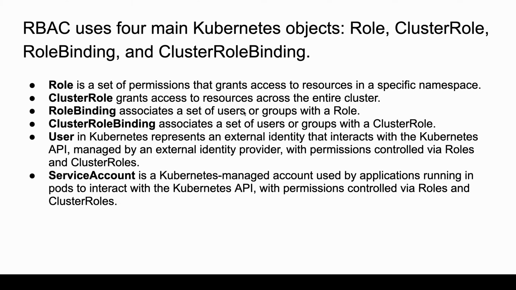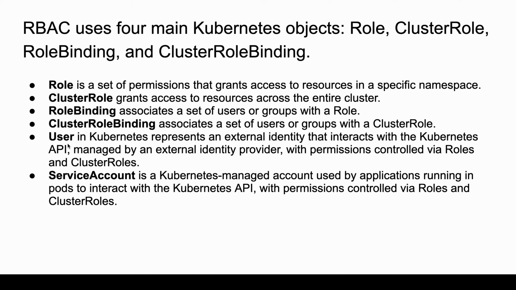After this, we have RoleBinding, which associates a set of users or groups with a role. You can simply understand RoleBinding as: we have a user and we have assigned a role to the user. So by combining user plus role using RoleBinding, we can perform this action. After this, we have ClusterRoleBinding. A ClusterRoleBinding associates a set of users or groups with a ClusterRole. So in RoleBinding, we associate a user with a role, and in ClusterRoleBinding, we associate users or groups with the ClusterRole we define.